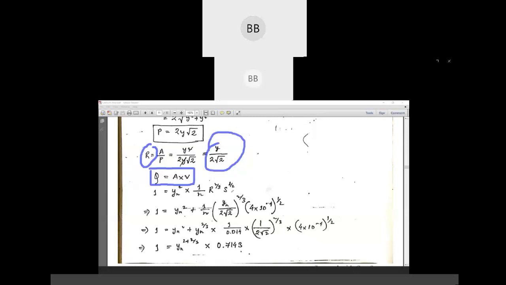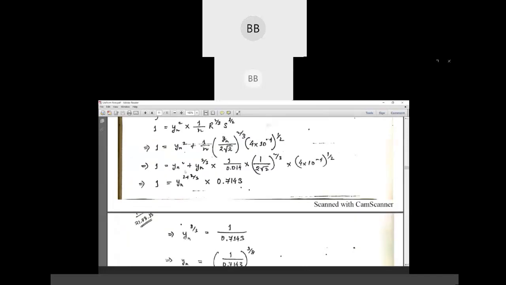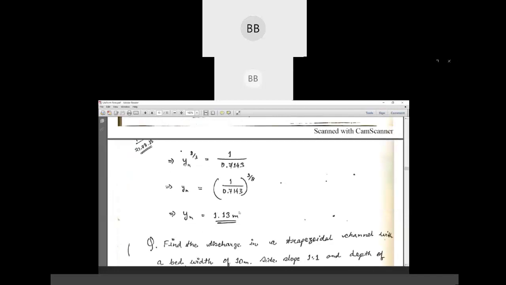And slope is already given, longitudinal slope, or you can say bed slope, that is 4 into 10 to the power minus 4. Then you do the simple calculation, and from here, as we have one equation and one unknown, you can find out that unknown term. That is why you try to calculate and see if you are getting the same value or not. That is yn equal to 1.13 meter.